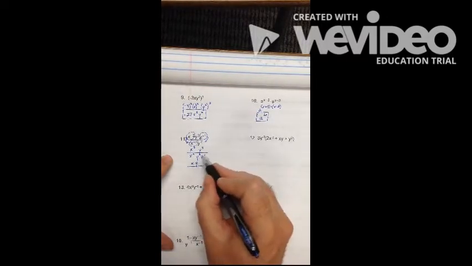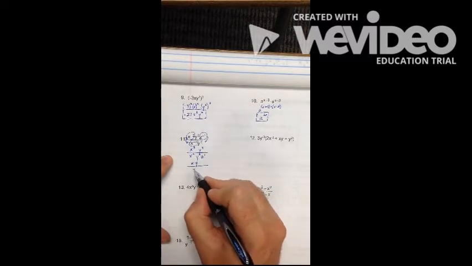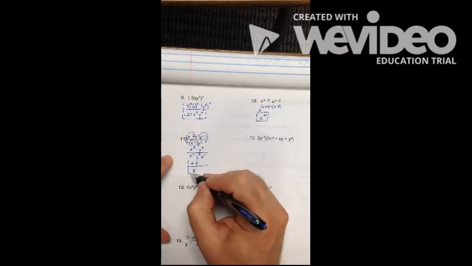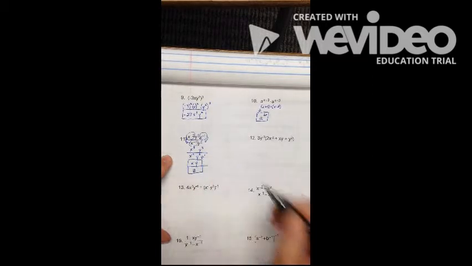And then this z, that's just left over. There's nothing else to do with it but leave it where it is in the denominator. And so our final answer is xy over z.